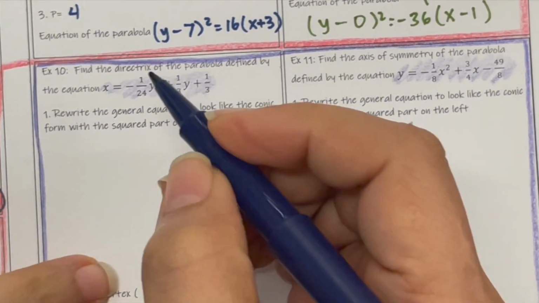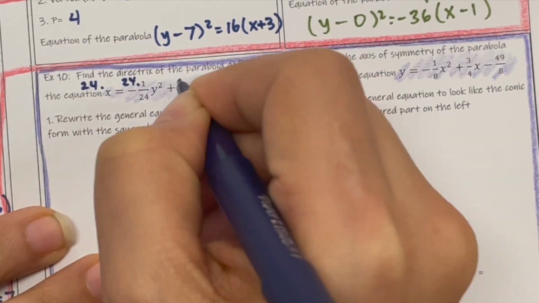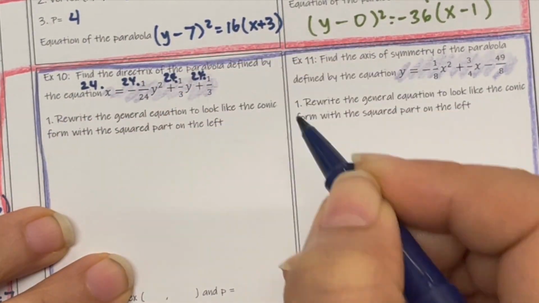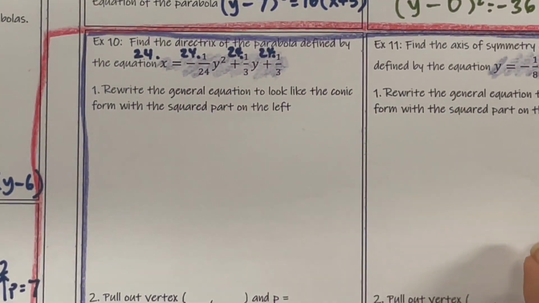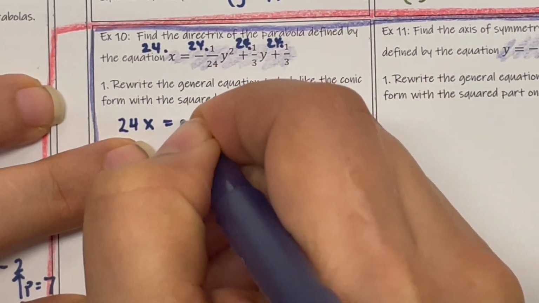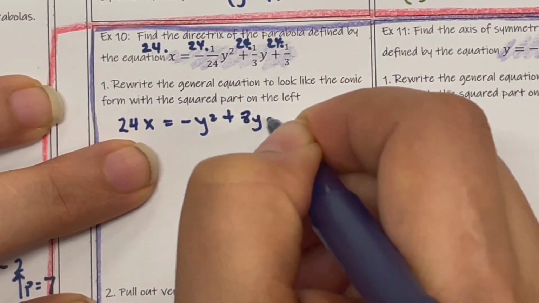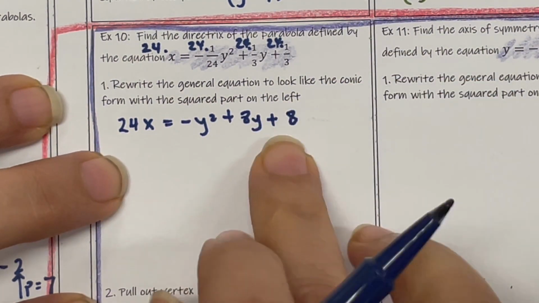All right, so again, first get rid of fractions. We don't like fractions. So pick the highest denominator and multiply everything by that number. In my case, it's 24. Multiply everything by that. So that's going to give me 24x equals, and the 24s are going to cancel out, leaving minus y squared. 24 divided by 3 is going to give me 8y.